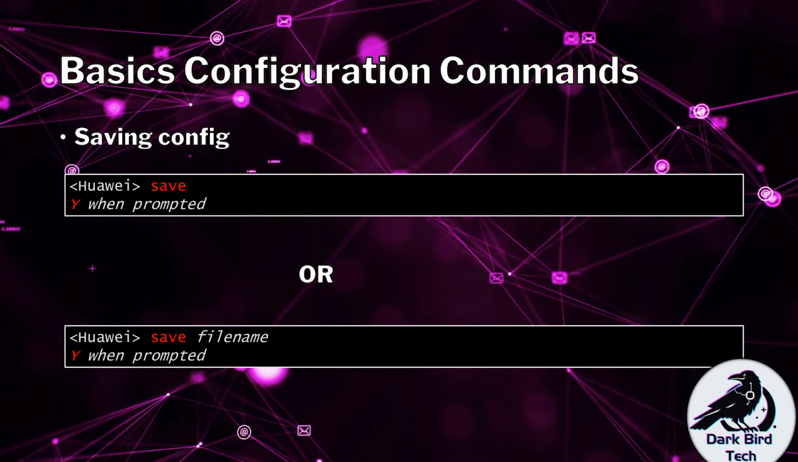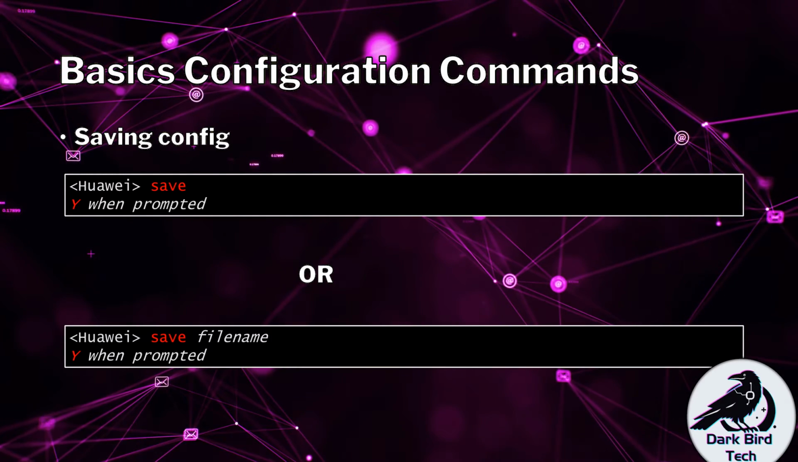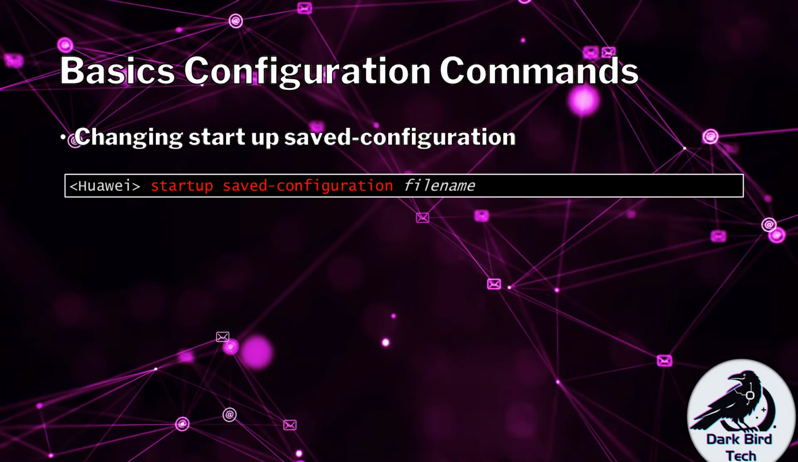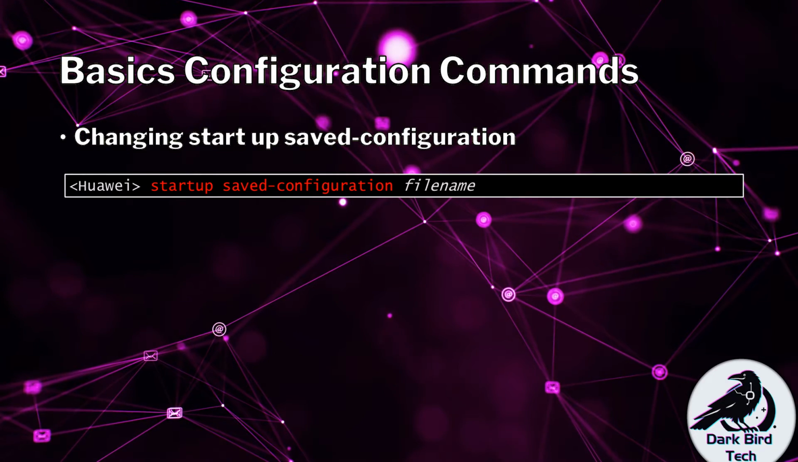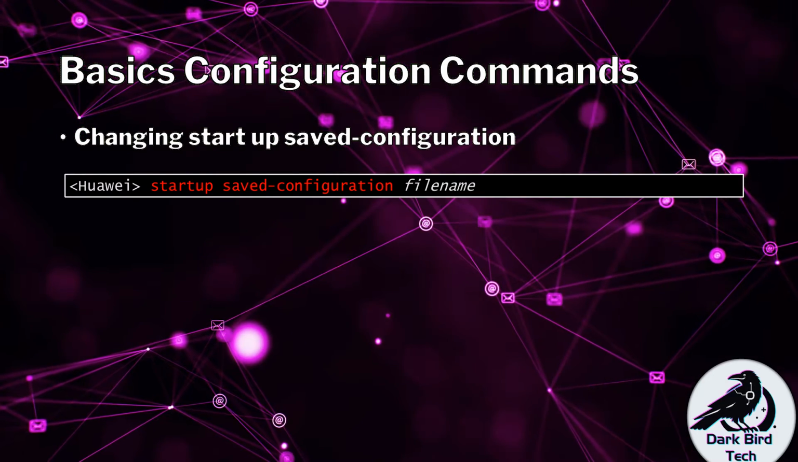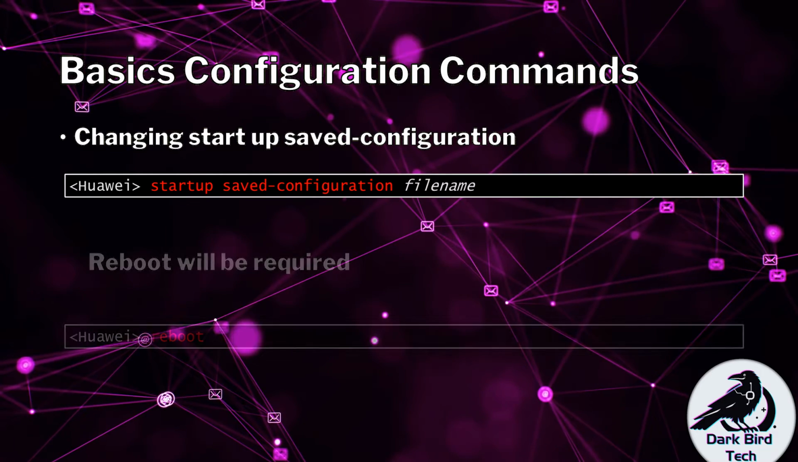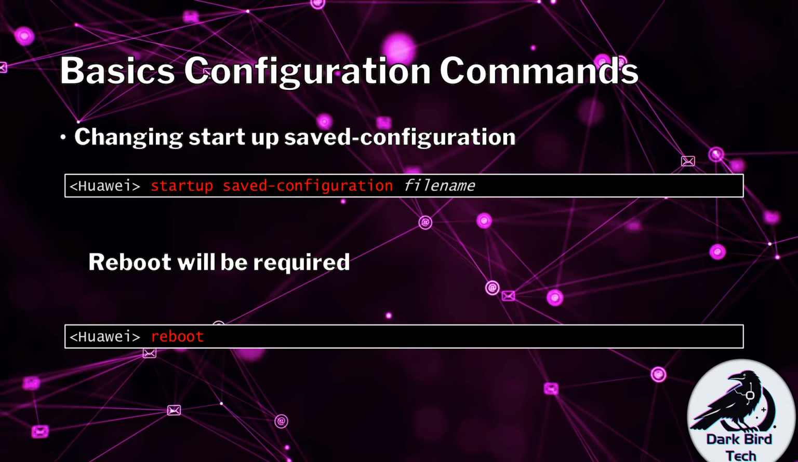and when prompted you say Y. Please be aware, if you save your current configuration to a different file than the default, you do need to run the command startup saved-configuration, and the different file name you wanted to save to if you want your device to use that saved config that you just saved to on the next time it boots. Once you've done that, you can just type reboot, and when prompted you say yes, enter to tell it you're sure that you want it to reboot.